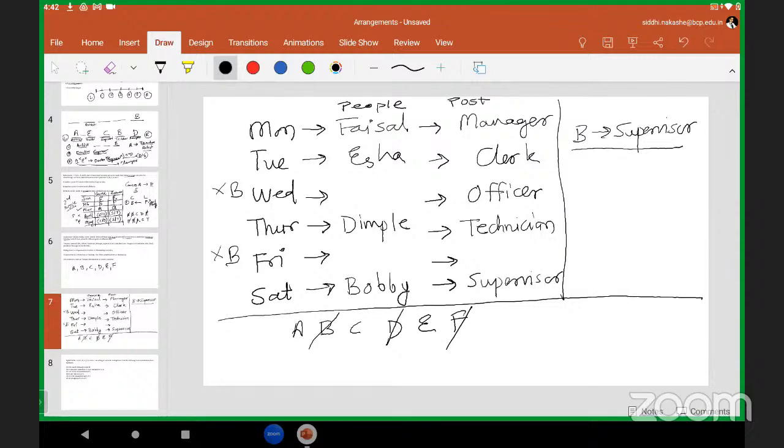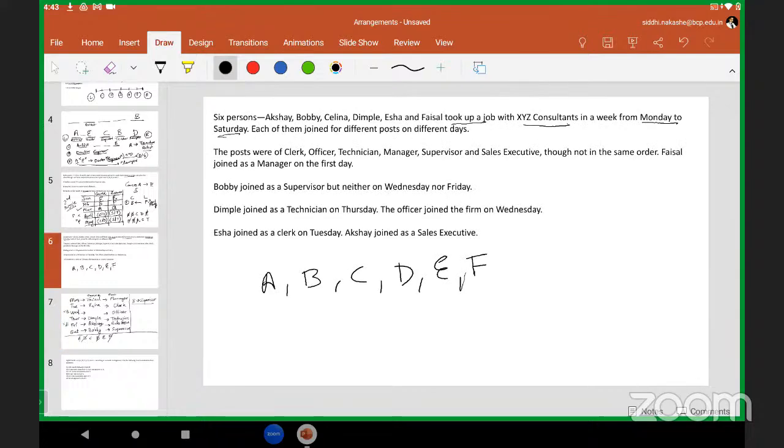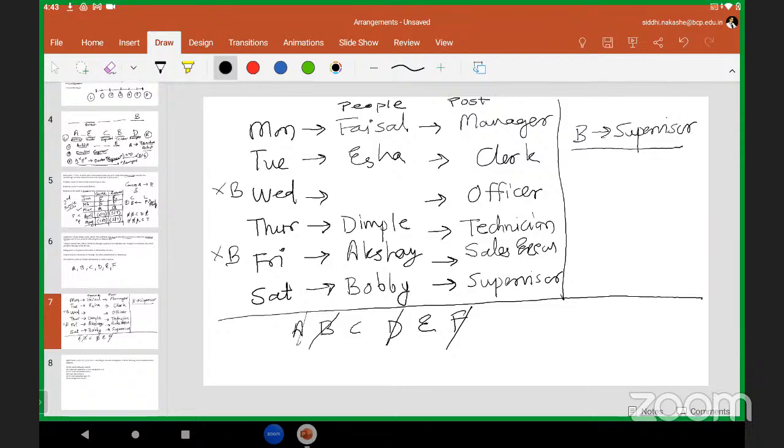So now all the terms are done. And now the remaining one is sales executive, which was joined by Akshay. So A, B, C, everything is done. So only remaining is C, who is Selena, this will be the officer.